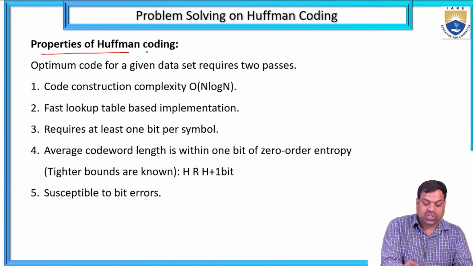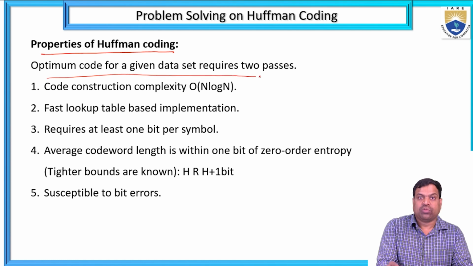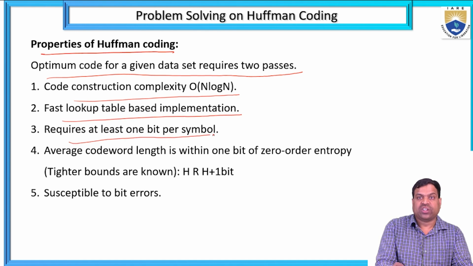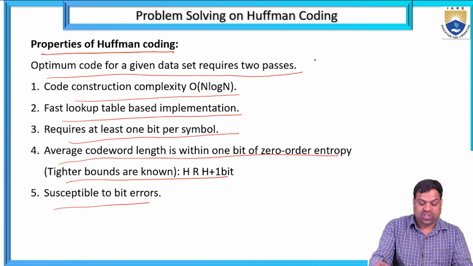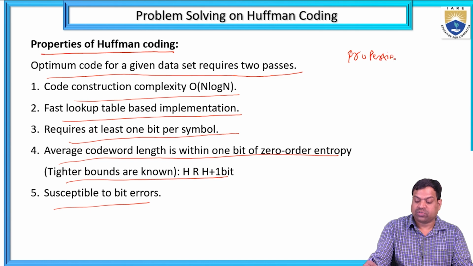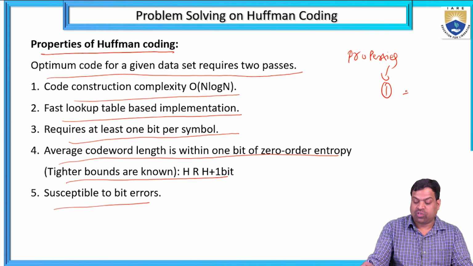So the properties of Huffman coding are: optimum code for a given dataset, code construction complexity, fast lookup table based implementation, requires at least 1 bit per symbol, average code word length within 1 bit of zero order entropy, tight bounds known, and susceptible to bit errors. In these properties, everything is important. The first one, construction complexity, is n log n.